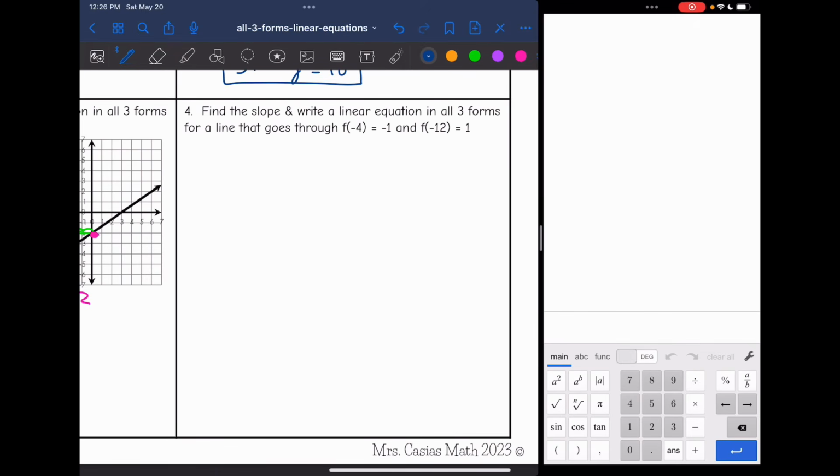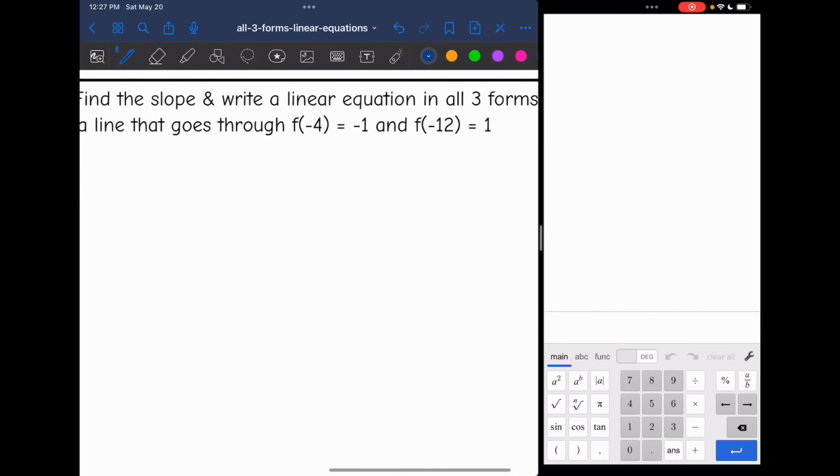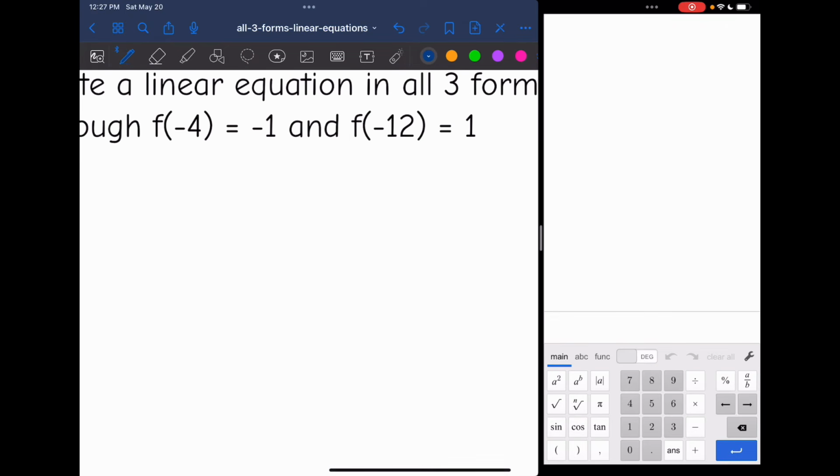Okay, last one says write the slope and write a linear equation in all 3 forms for a line that goes through f of negative 4 equals negative 1 and f of negative 12 equals 1. So they gave us the points in kind of a strange way here, but they still gave us the 2 points, which is all we need to find the slope. Remember, inside the parentheses is x, so this is x1, and then it's telling us that when you input negative 4 to that function, you're going to output your y value of negative 1. So there's our x1 and y1, and that makes negative 12 x2 and 1 y2.